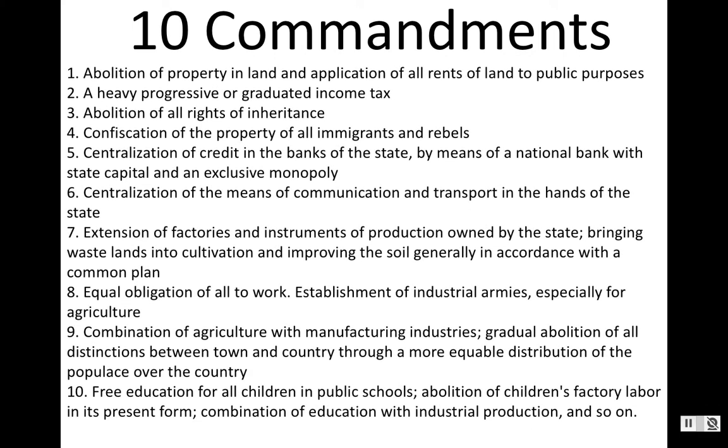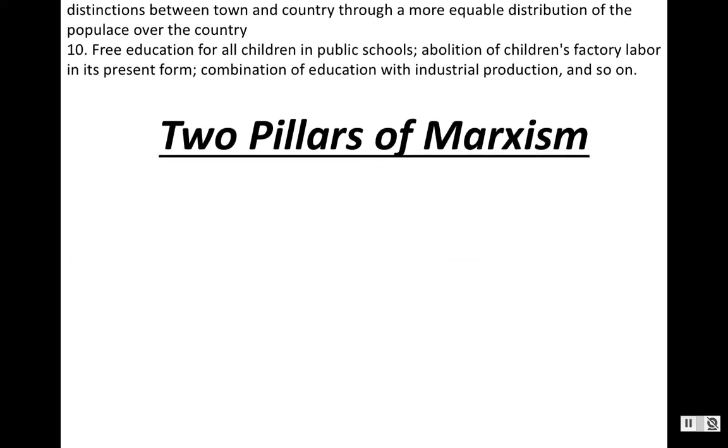I want to harp on and remember that there are 10 commandments. You don't have to know them verbatim, but the part you want to be aware of is that they are really advocating for free education, free healthcare, getting rid of private property. That is the big piece you should walk away with in understanding what the 10 Commandments is all about.